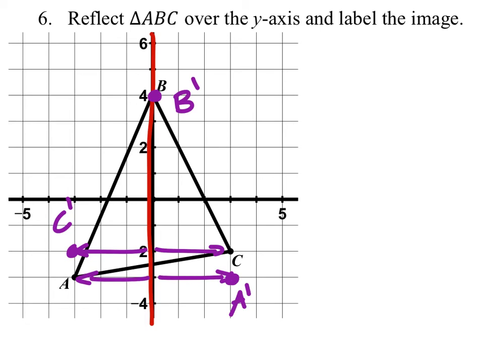Next up, you know what to do. Just need to connect these points with lines. So that is it. The triangle in green would be the image of triangle ABC.